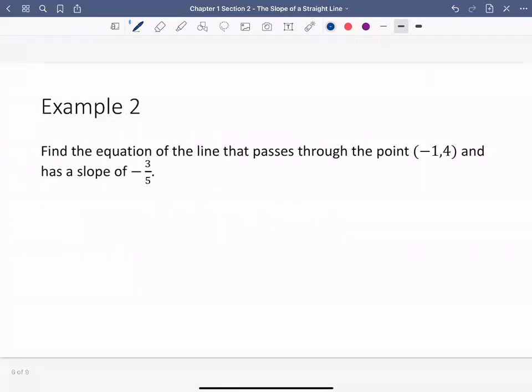So example 2 now. It says find the equation of a line that passes through the point -1, 4 and has a slope of -3/5. First off, what we want to do is simply write out what we have. So we have a point and we have a slope. So we're going to say y minus y1 equal to m times x minus x1.